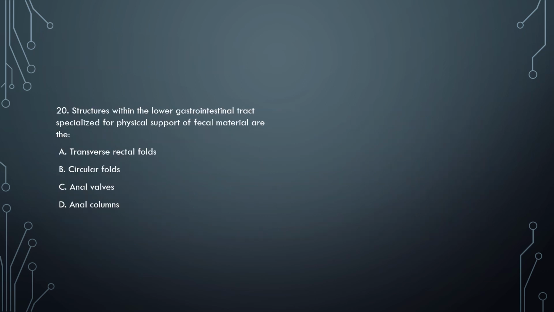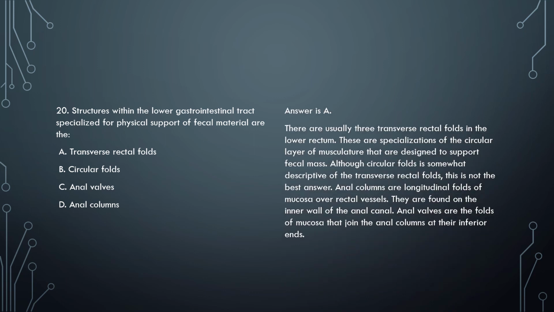Last question. Structures within the lower gastrointestinal tract specialized for physical support of fecal material are: A, the transverse rectal folds; B, circular fold; C, anal valves; D, anal columns. What is the correct answer? The correct answer is A. There are usually three transverse rectal folds in the lower rectum. These are specializations of the circular layer of musculature that are designed to support fecal mass.